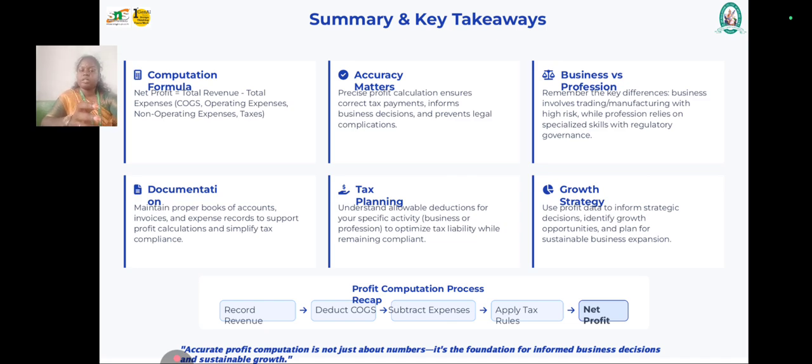Accuracy matters in the sense that we can use digital systems for record maintenance, and we have already seen what is business and what is profession. Coming to documentation, maintain proper books of accounts, invoices and expense records to support profit calculation and simplify the taxes. Next is tax planning, which means that at the end of the period we do not need to pay the tax, so before that we have to plan the expenses. Next is growth strategy. So this is the overall summary of our lecture series.